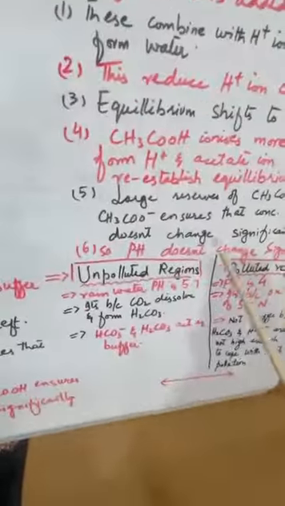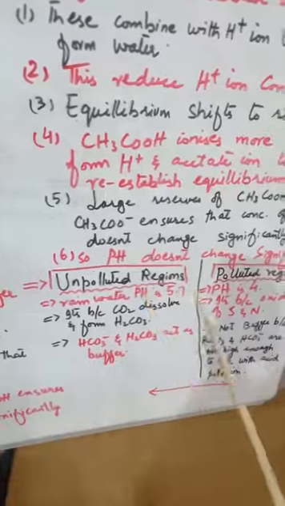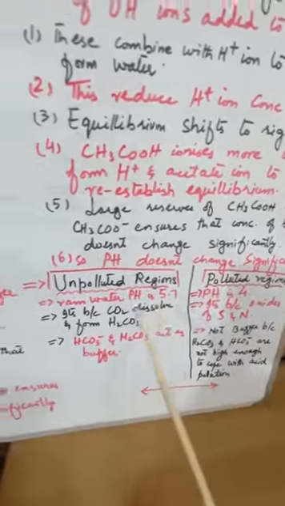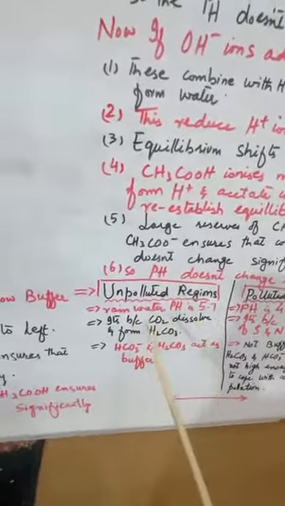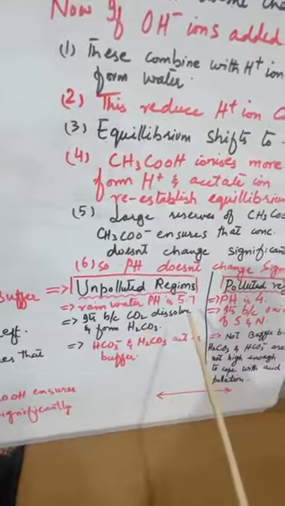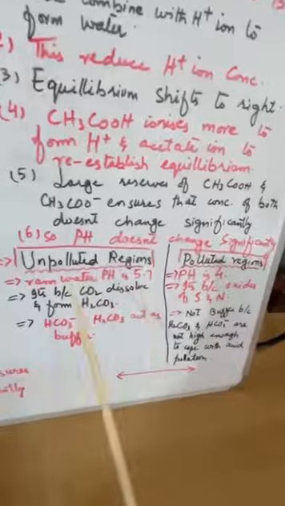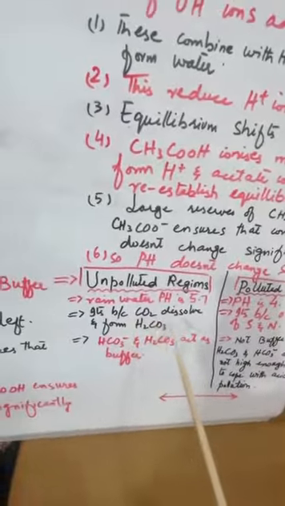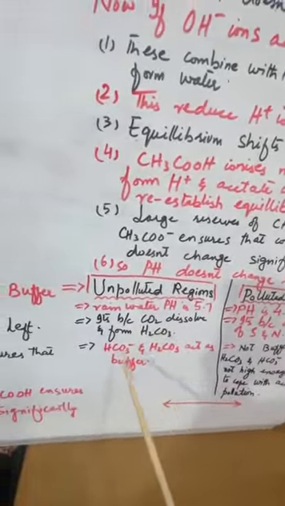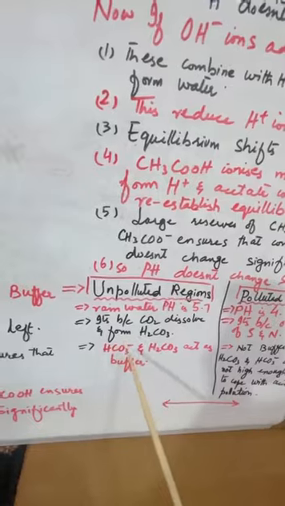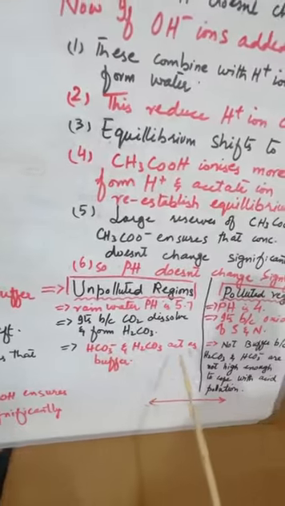Now students, let's compare the unpolluted regions and the polluted regions. In the unpolluted regions, the rainwater pH is 5.7, whereas in the polluted regions, it is 4. Why? Because in the unpolluted region, only carbon dioxide dissolves to form carbonic acid and its conjugate base, that is the bicarbonate ion, and the carbonic acid and bicarbonate ion act as a buffer.